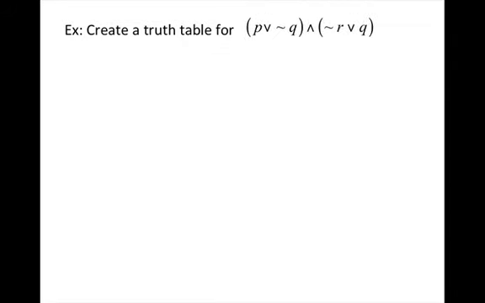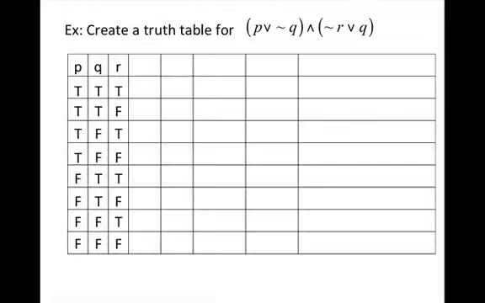Now for our final example, I have P or not Q and not R or Q. So I have 3 propositions, the P, the Q, and the R. So I need to set up my initial table with my values for P, Q, and R. The P was true for the first 4 rows, false for the last 4. The Q alternates true and false 2 at a time, and the R alternates true and false 1 at a time.